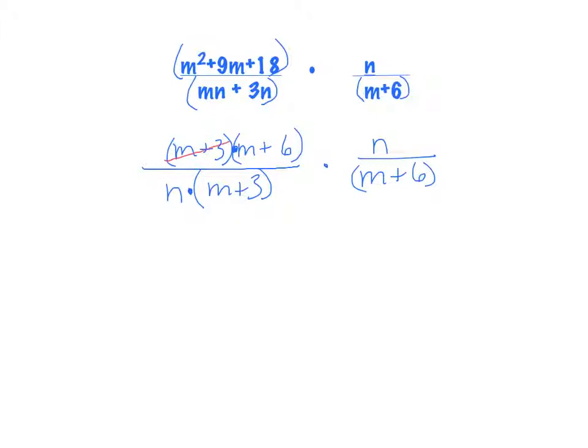Right here I have an m plus 3, and I have an identical m plus 3 in the bottom. I'm going to divide those out. Remember, when you cross things out, you leave 1 in their place. I have this n right here that can reduce with this n, so I'll cross those off. Oh my goodness, I also have an m plus 6 that can divide with this m plus 6. I got every single thing to cross off. Now, that's not common. Usually there's something left, but in this case, every quantity crossed off, and what I have left is 1 over 1, or just 1. And that's my final answer. That worked out beautifully.